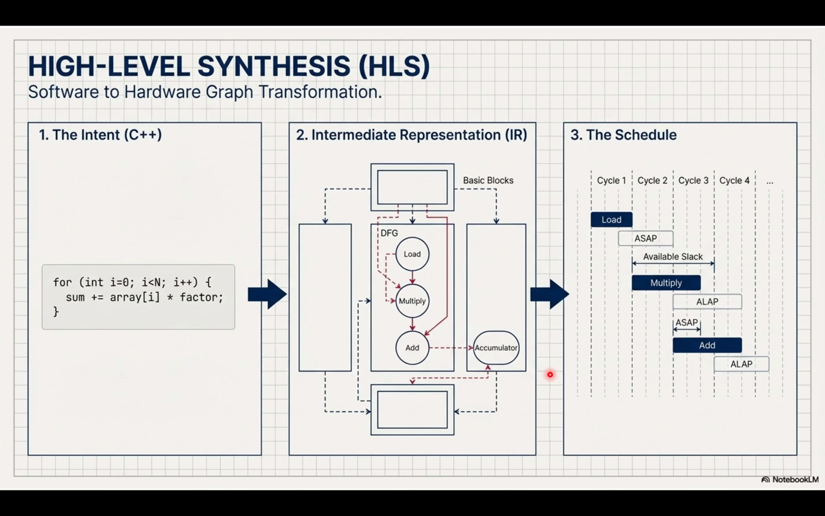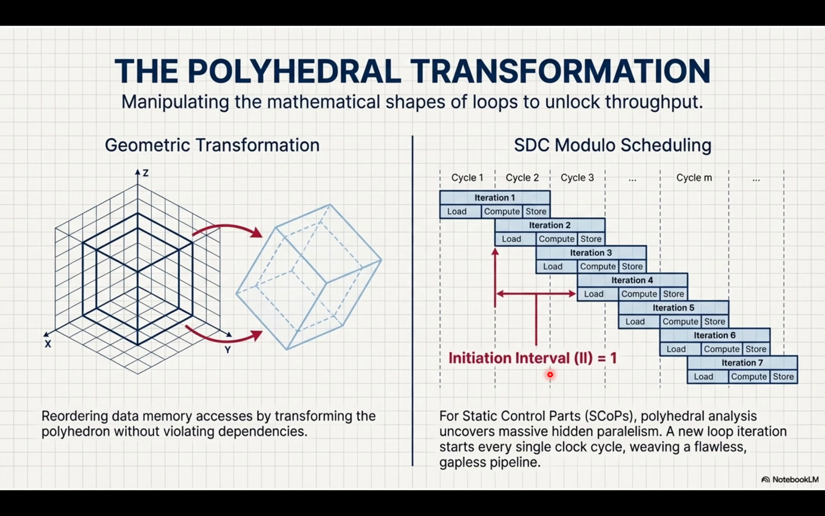And HLS compilers are also amazing at optimizing loops in software. Oh, polyhedral analysis. It analyzes the memory dependencies of predictable loops, which we call static control parts, or SCoPs. SCoPs. Mm. And the ultimate goal there is an initiation interval, or II, of 1. Meaning a new iteration of the loop begins on every single clock cycle. Massive throughput. This raises an important question, though.